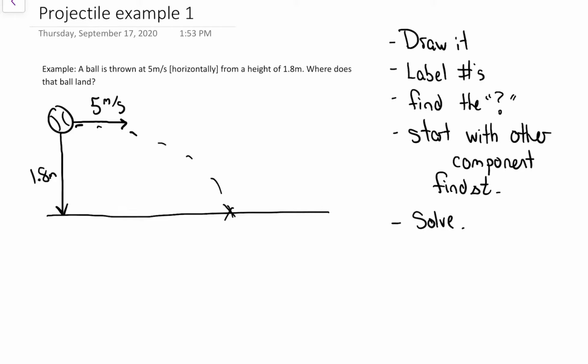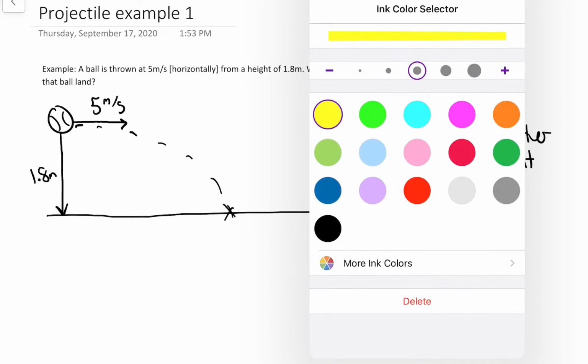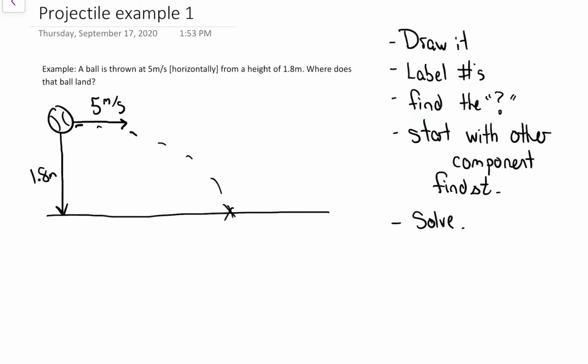When we ask where does it land, it's always a horizontal distance. Not some sort of weird Pythagorean theorem from where the ball started to where it landed, just that horizontal distance in front. The numbers that were given: we've got the horizontal velocity of 5, and then this vertical distance of 1.8. The unknown is horizontal. I don't know how far forward it goes.